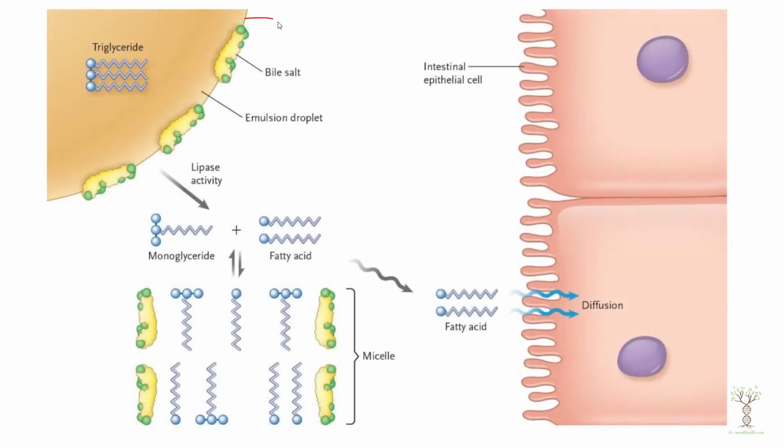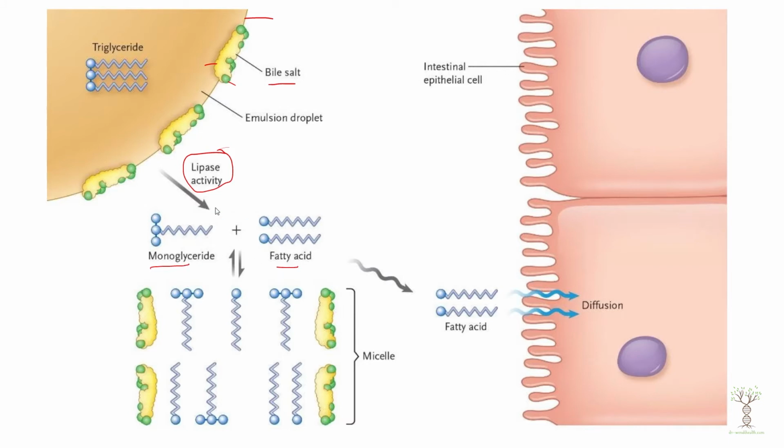Over here, we have our fat droplet, and it is coated in the bile salts that have a non-polar side that is attached to the fat and a polar side that is mixing with water. And as we break down these big fat droplets into smaller fat droplets, then we can use lipase to actually chemically break these triglycerides into monoglycerides and fatty acids.